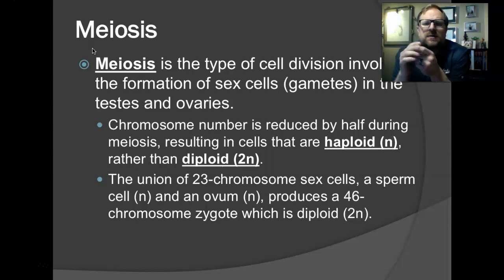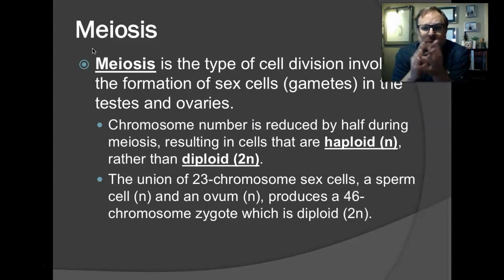So meiosis is the type of cell division involved in the formation of sex cells, or gametes, in the testes and ovaries in humans. This process is really important because we need to reduce the chromosome number in half. We know, and we've discussed this before, that a somatic cell, a body cell, anything other than a gamete in our bodies, has 23 pairs of chromosomes, or 46 total chromosomes.